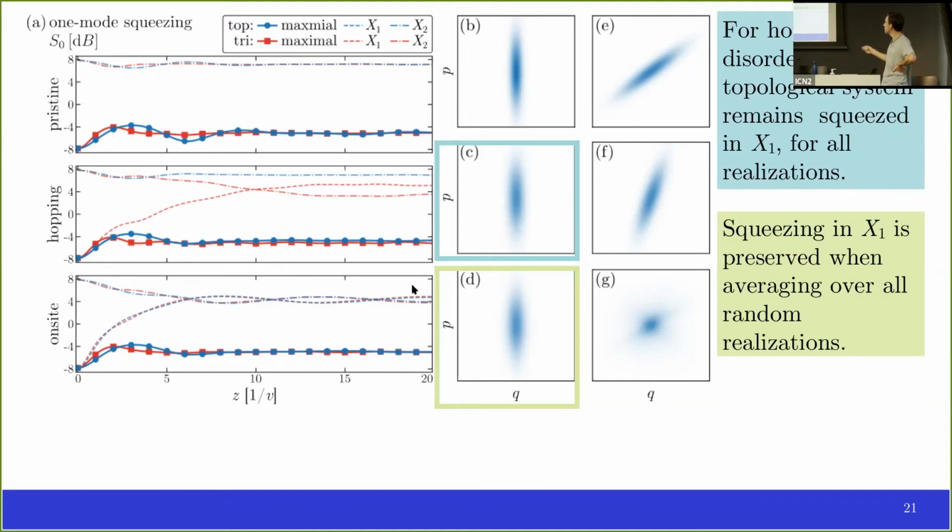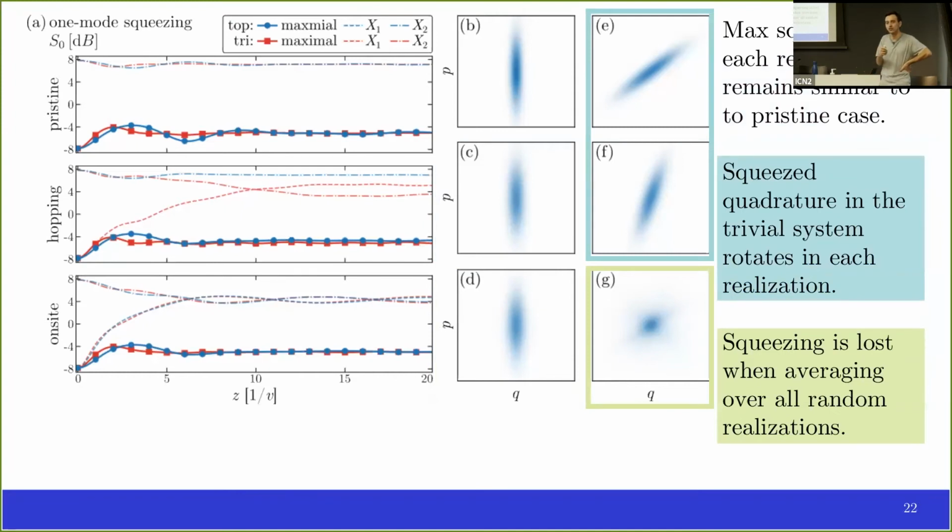Squeezing doesn't rotate because when introducing hopping disorder, the eigenvalue of the edge states remains perfectly zero, as I showed you before. The scenario is different for the trivial system. Panels E and F are the Wigner function of two different random realizations at some point of the propagation. We see that both of them are squeezed because both are ellipses, but they are squeezed in different quadratures. The rotations are different, and the rotations are randomized due to the randomization of the trivial edge state's eigenvalue.